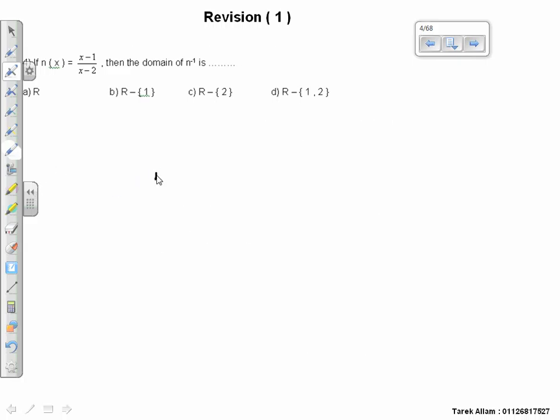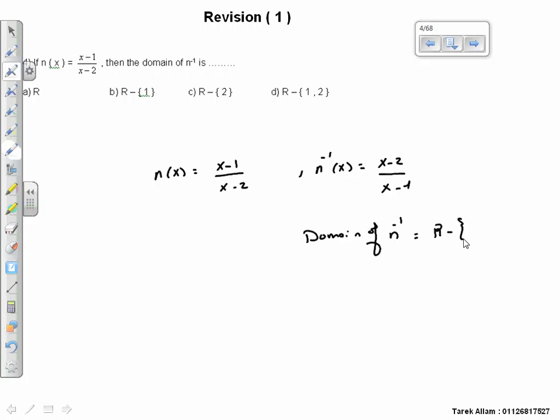Question number 4. If n of x equal x minus 1 over x minus 2, then the domain of the inverse of the function n inverse equal. So n inverse of x equal x minus 2 over x minus 1. This is the inverse of the function n of x. So the domain of n inverse equal R except the zeros of the denominators and the zeros of numerator. So R except 1 and 2.